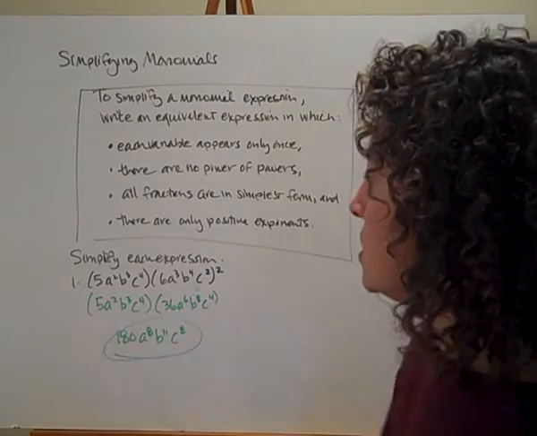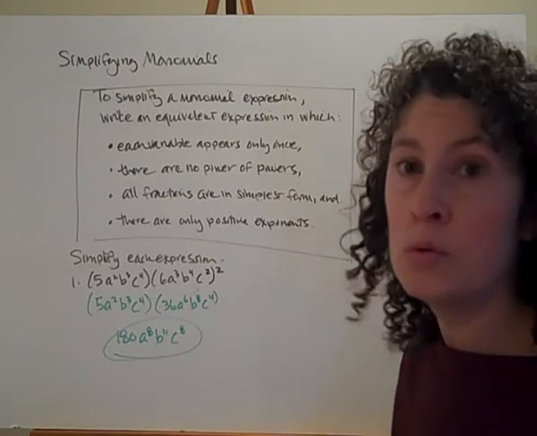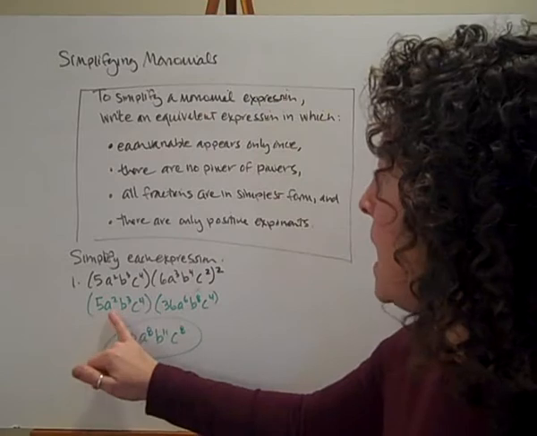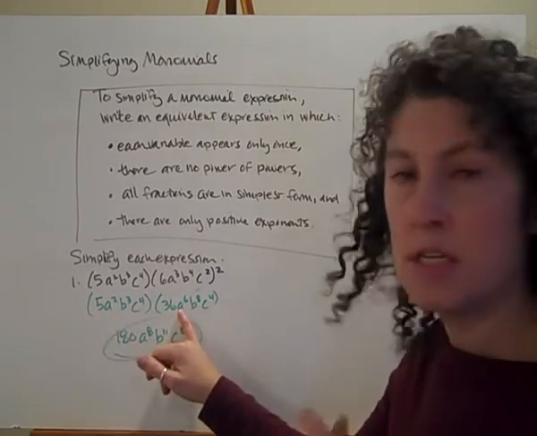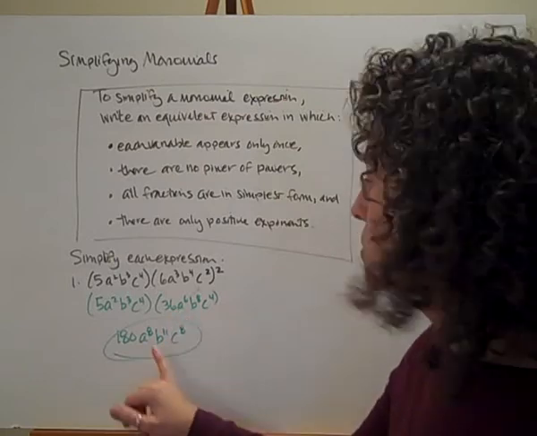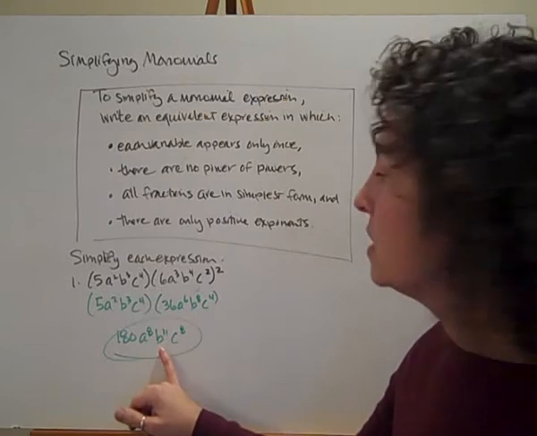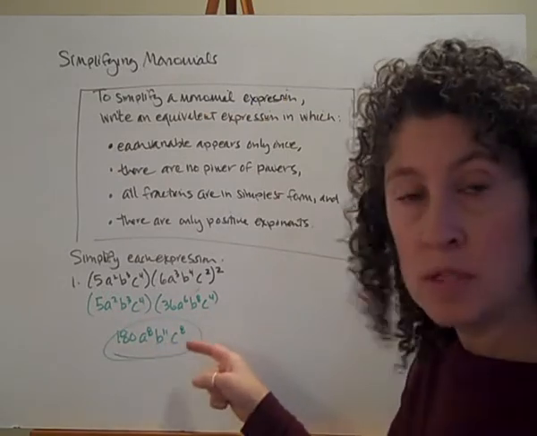So the 5 and the 36, they are not like bases, but they're old school coefficients. I'm just going to multiply them. I get 180. My a squared times a to the 6th is like a times a, times a times a times a times a times a. There's 8 of them, so I end up with a to the 8th power. b cubed times b to the 8th is b to the 11th, c to the 4th times c to the 4th is c to the 8th. So here is my final simplified expression.